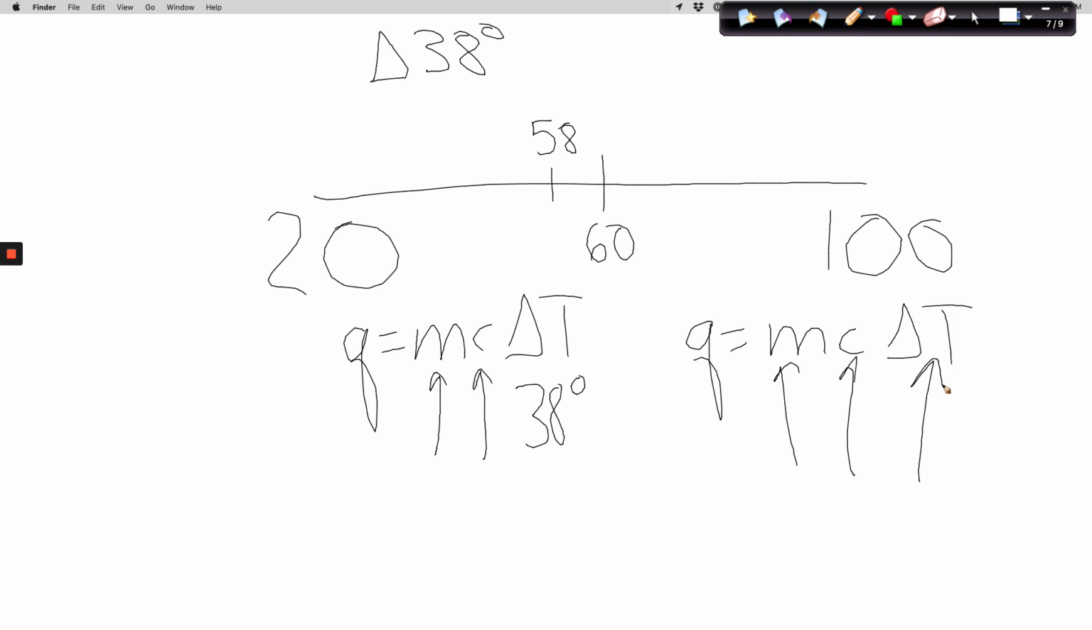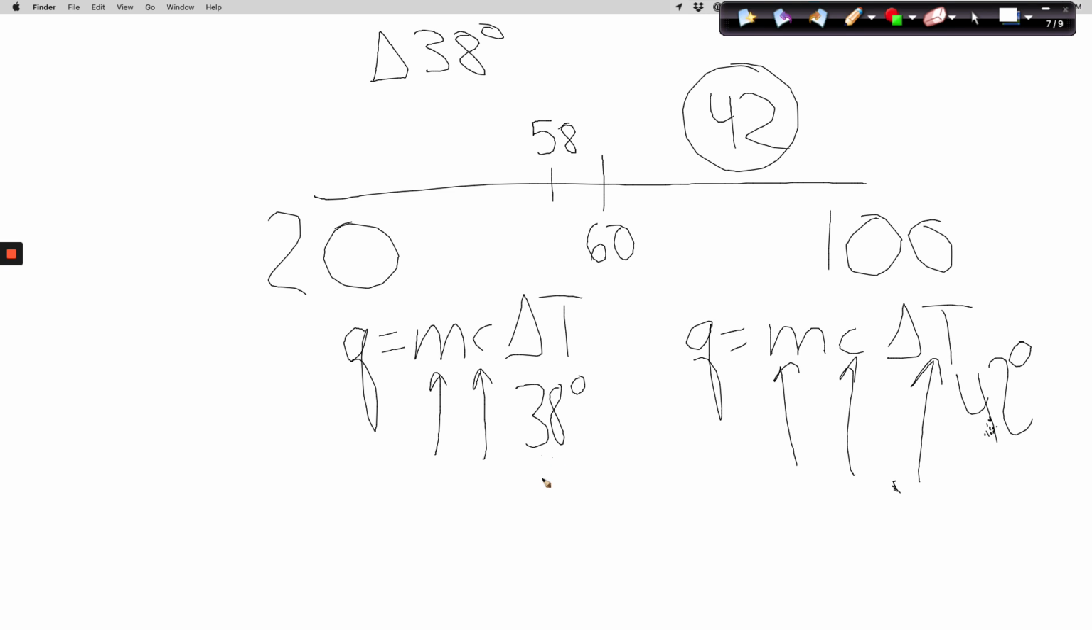100 minus 58. That would be 42 degrees. So the temperature change for the cold water is 38 degrees. The temperature change for the hot water is 42 degrees. So guys, if mass and C are the same, this is going to represent more energy than that, right? The hot water's temperature changed more, so it lost more energy than the cold water gained.